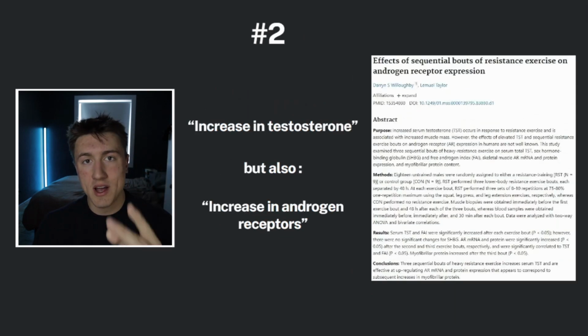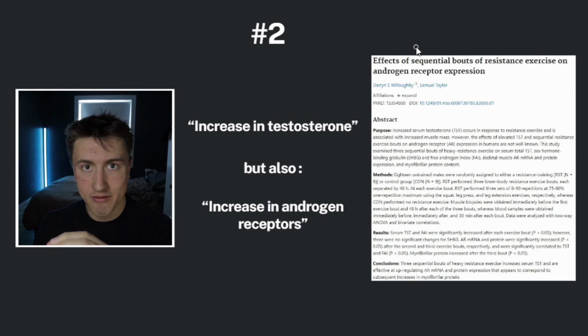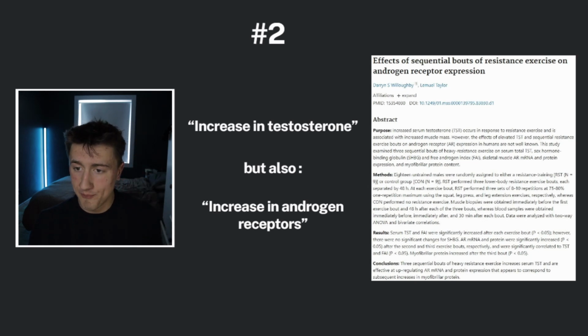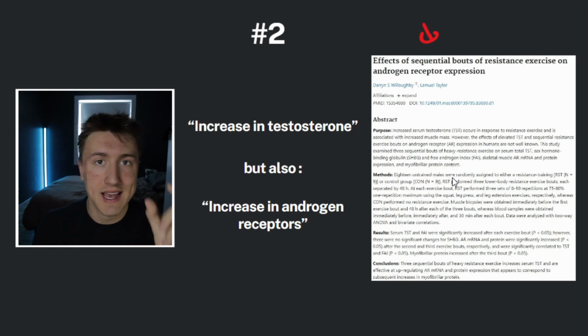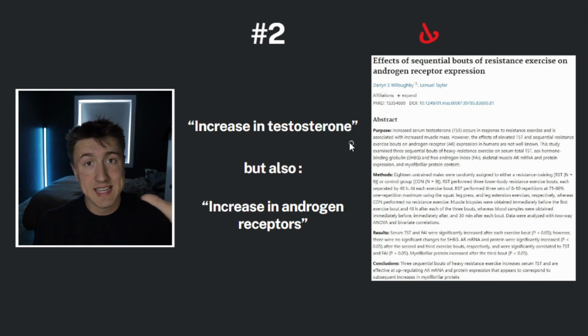Now, the second way to actually increase androgen sensitivity and testosterone is by doing resistance training, by weightlifting, by going to the gym. Now, in this study, it showed, I think it's only like 3 workouts or 3 days of working out, but it showed an increase in testosterone, but also an increase in androgen receptors. And that's exactly what we want.